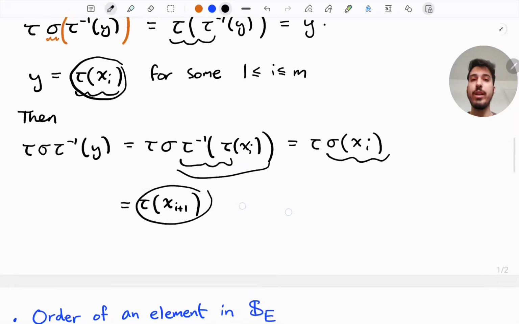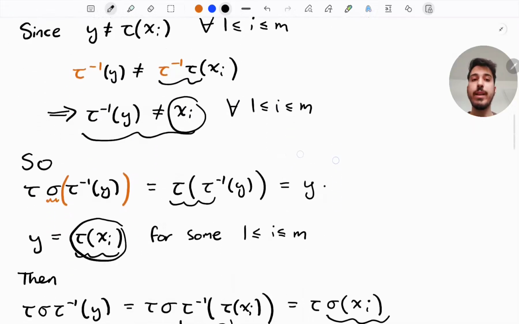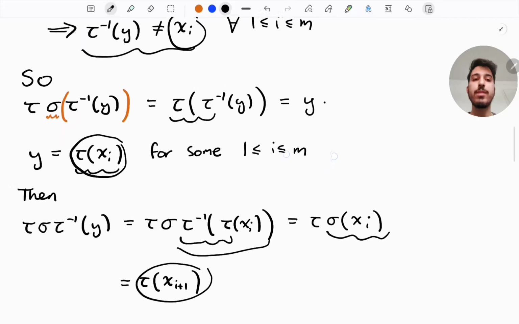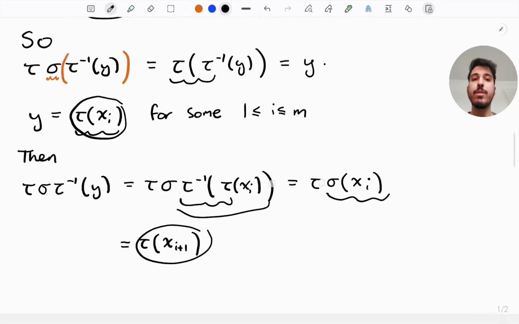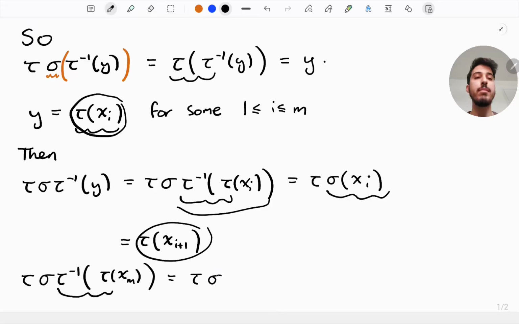The last thing that we need to prove is that tau of xm goes all the way back to tau of x1. And this proof is direct. We just need to calculate what happens for tau of xm. So we need to say, okay, tau sigma tau inverse of tau of xm. And this again, with the identity, is tau of sigma of xm.